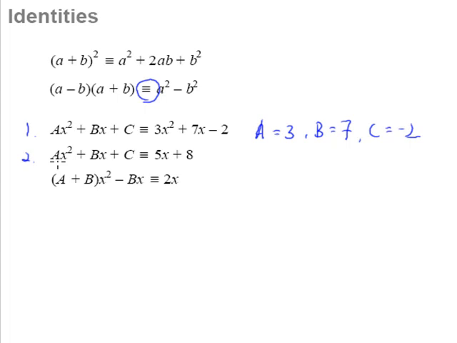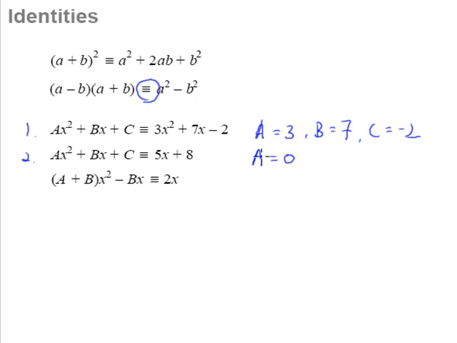Now we have the same thing at the left hand side, ax squared plus bx plus c. But on the right hand side we only have 5x plus 8. So what happened to the x squared? The only explanation that we can give is that there is no x squared at the right hand side, and therefore a is equal to 0.